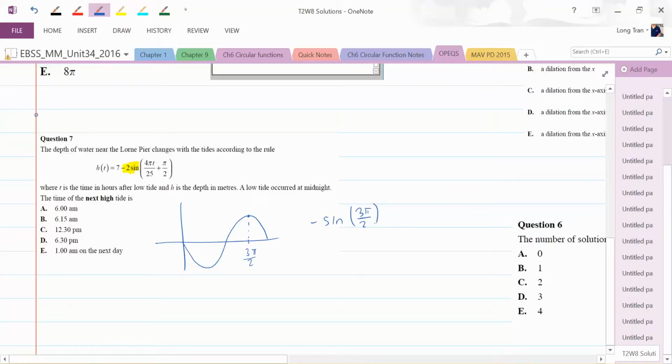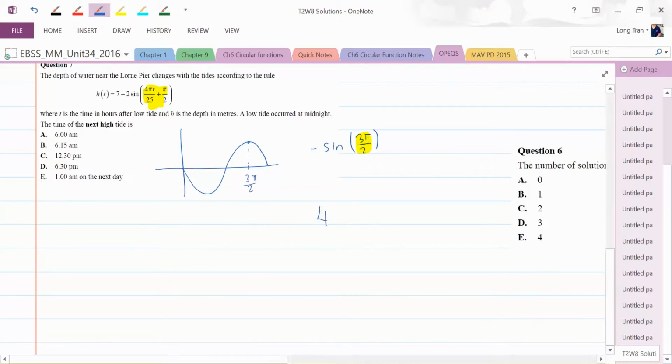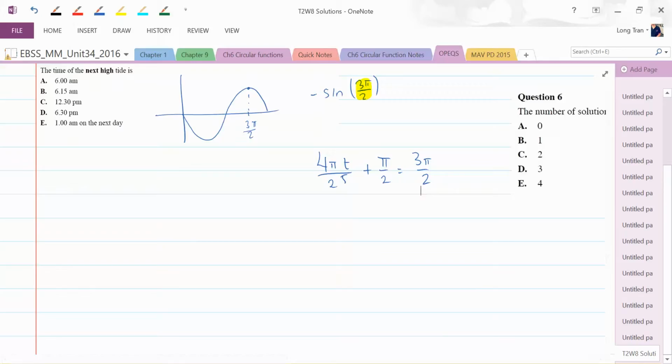So therefore what you want is for the inside to equal 3 pi on 2. And that's where I was up to before. I'm saying 4 pi t on 25 plus pi on 2 needs to equal 3 pi on 2, and minus pi on 2 on both sides, you get pi, and that's 4 pi t on 25, and therefore t equals 25 pi on 4 pi. Cancel out the pi's, and that's 6 1/4.